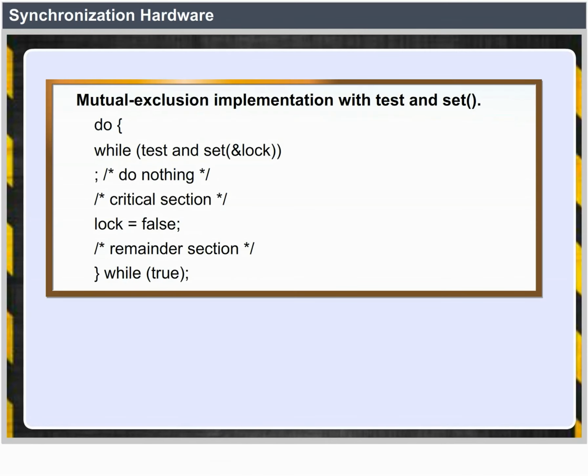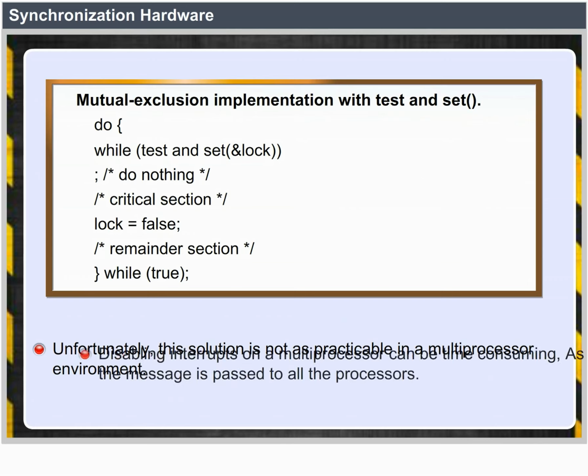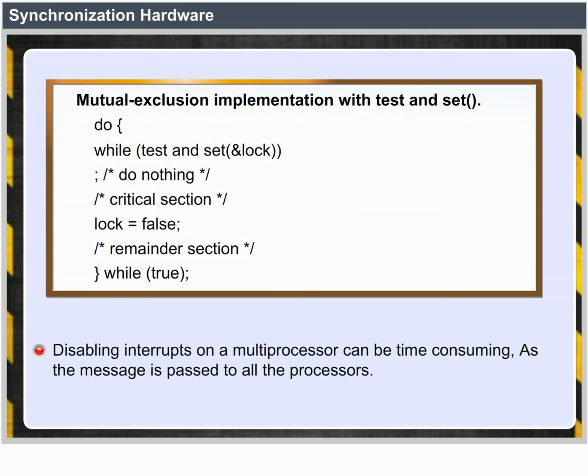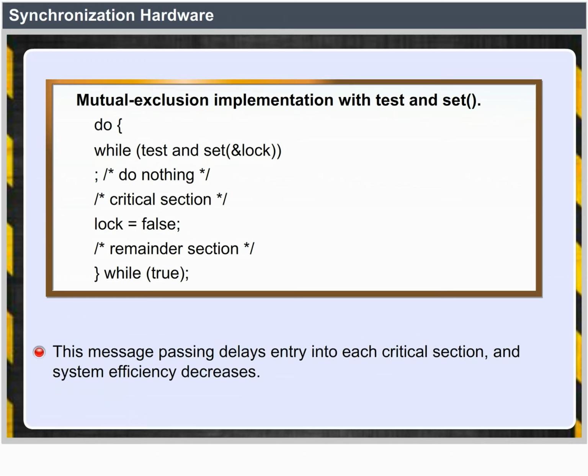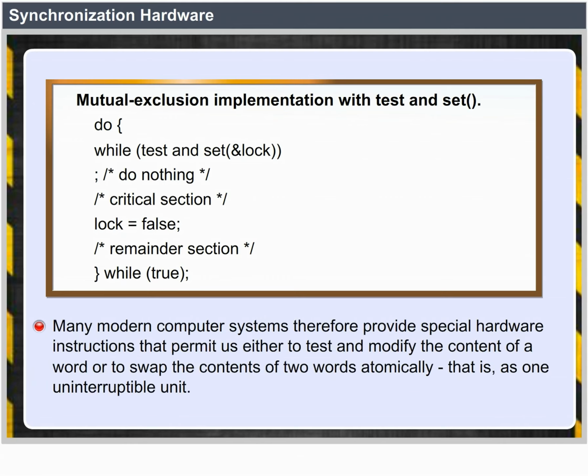Unfortunately, this solution is not as feasible in a multiprocessor environment. Disabling interrupts on a multiprocessor can be time-consuming since the message is passed to all the processors. This message passing delays entry into each critical section and system efficiency decreases. Also consider the effect on a system's clock if the clock is kept updated by interrupts. Many modern computer systems, therefore, provide special hardware instructions that allow us either to test and modify the content of a word or to swap the contents of two words atomically, that is, as one uninterruptible unit.